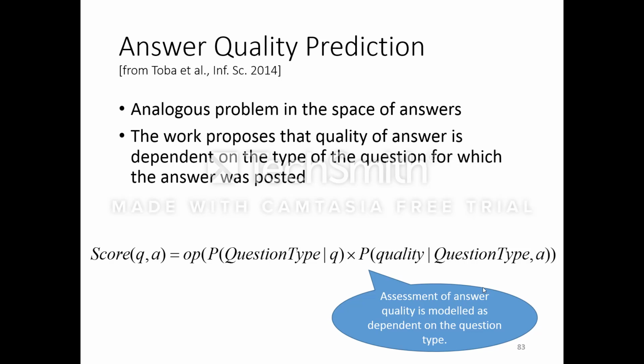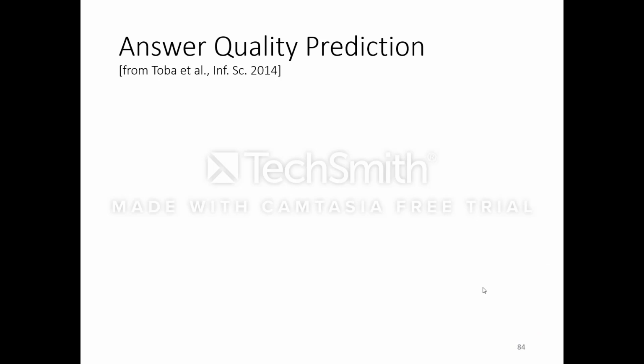So you have a mechanism to predict the probability that it is of a particular question type when you have the question, right? So that's what we're doing here. So it's a product of two terms. One is the probability that a question is of a particular type, and the second one is the probability that the answer is of good quality, given that the question is of a particular type. Okay. So that's what it does. So let's look at more details about it.